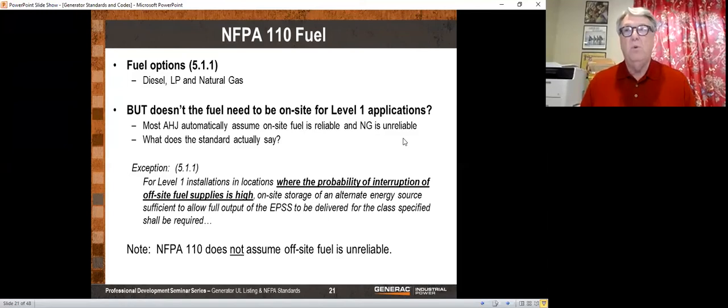And it says for level 1 installations in locations where the probability of interruption of off-site fuel supplies is high, on-site storage of an alternate energy source sufficient to allow full output of the EPS to be delivered for the class specified shall be required. So this says that you can use a natural gas generator if the probability of interruption of your natural gas system is not high.